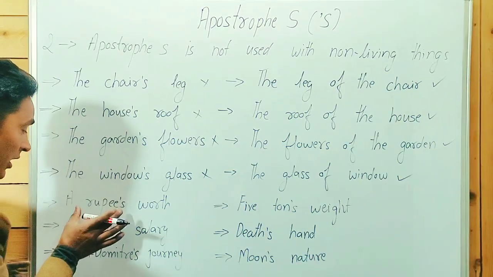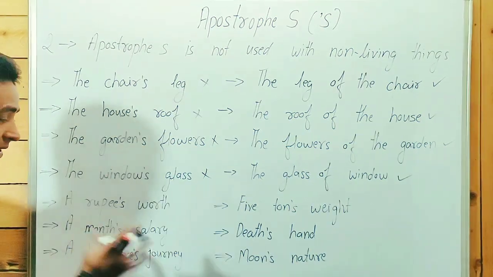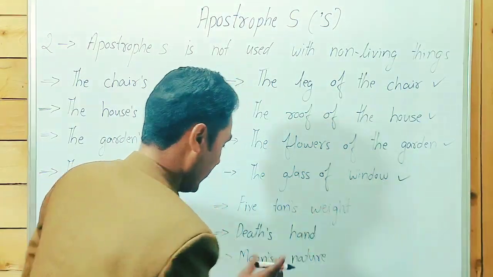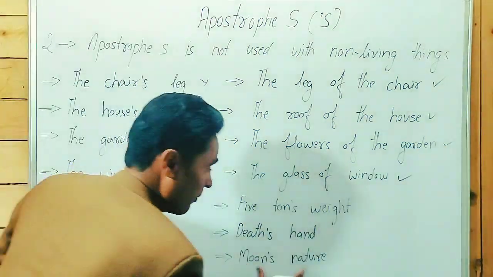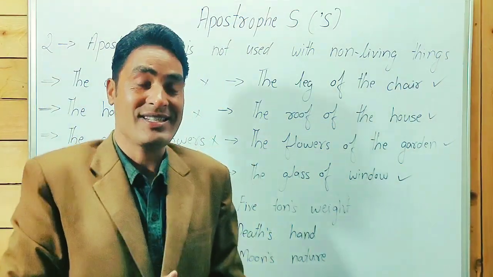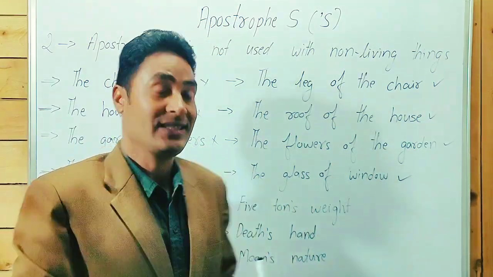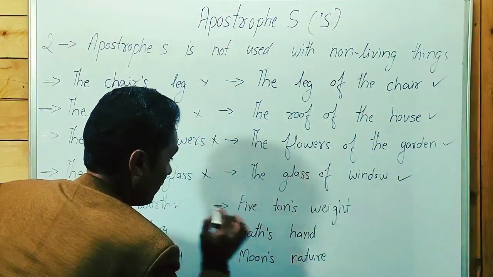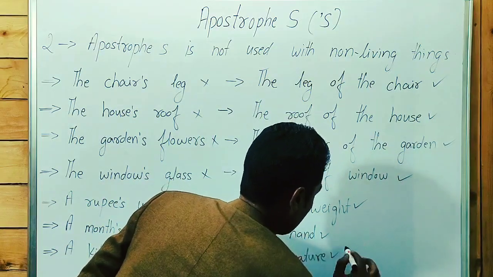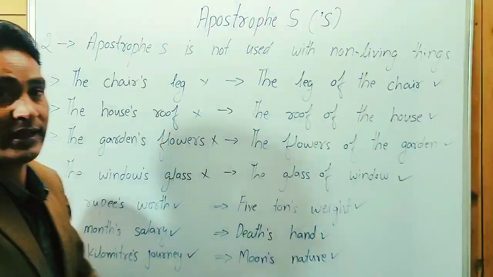Guys, point immediately. A rupee's worth, a month's salary, a kilometer's journey, 5 tons' weight. That's hand. Moon's nature, yesterday's news, today's news, nature's law, all are correct. All these phrases are correct. Why? What is the main reason behind it? Guys, point to be noted.